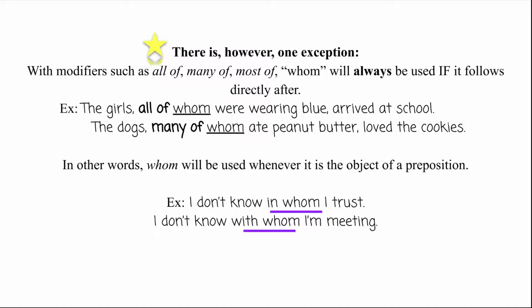When we look at this one, I don't know in whom I trust, I don't know with whom I'm meeting. These are more examples of prepositional phrases, and that's why the object of the preposition, whom, is correct.